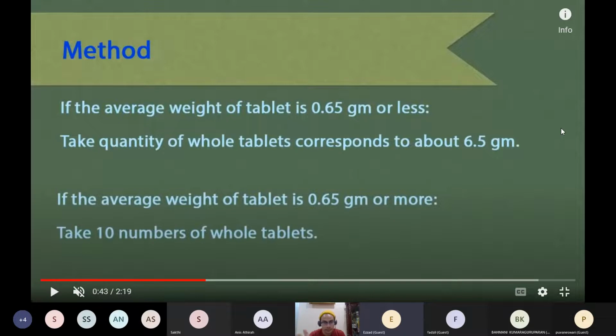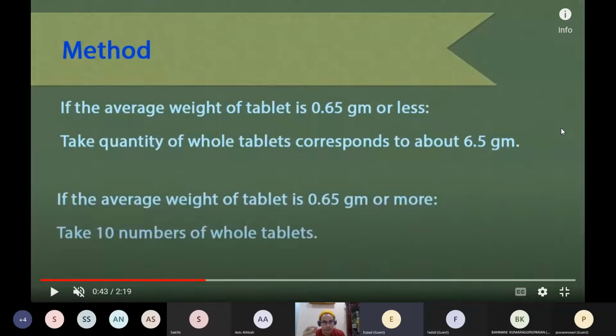So before they send it, they must first measure the weight of each tablet. They will take like 30 tablets randomly and put them into this machine, we call it an auto tester. This machine can weigh automatically, it will weigh each of the 30 tablets, and from that we can get the average weight.